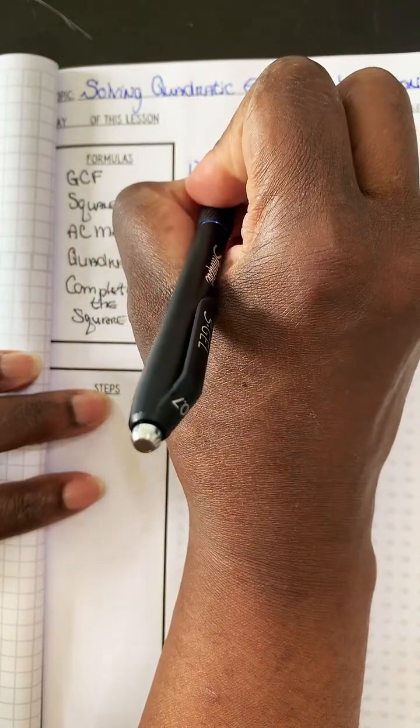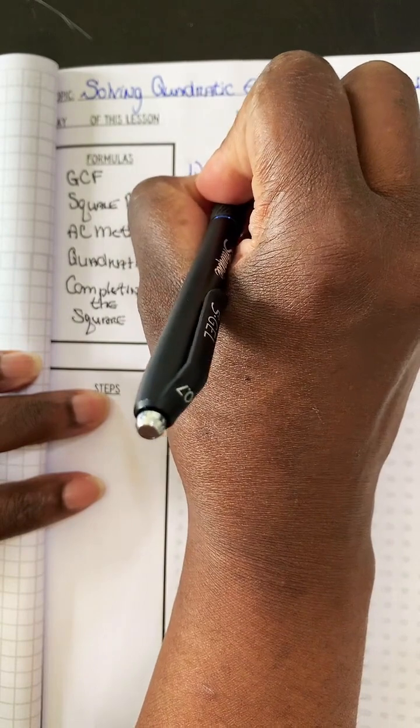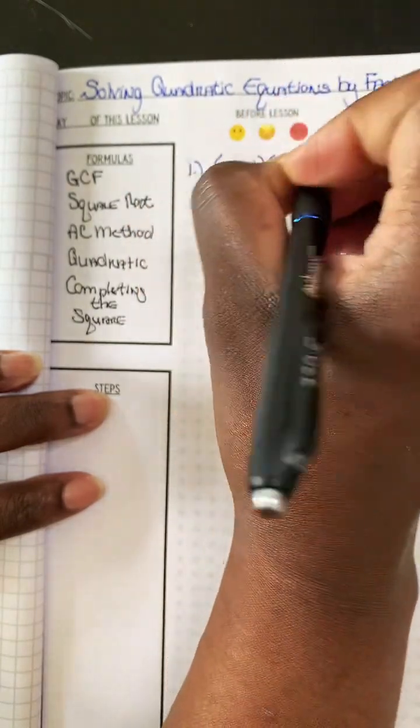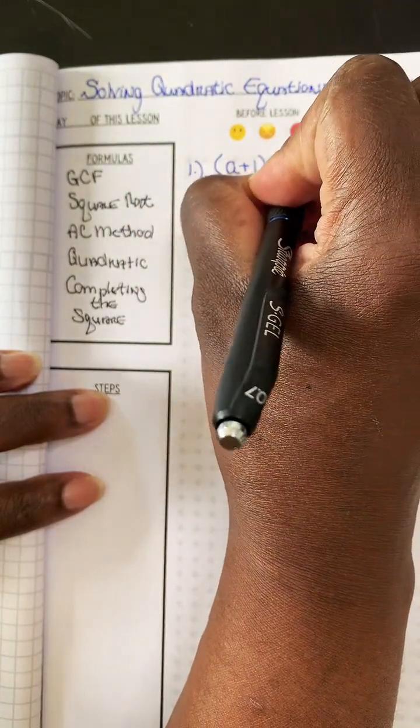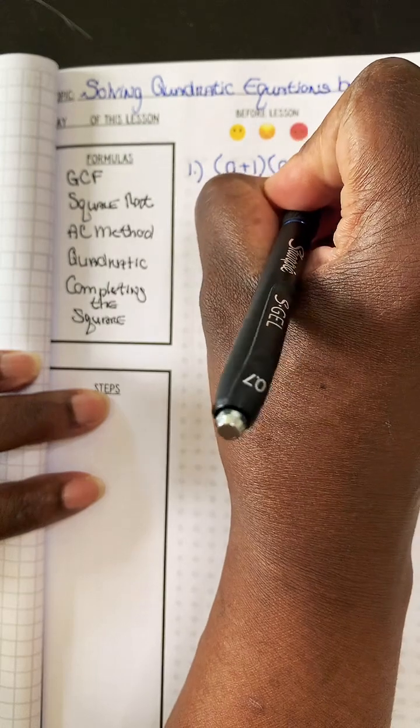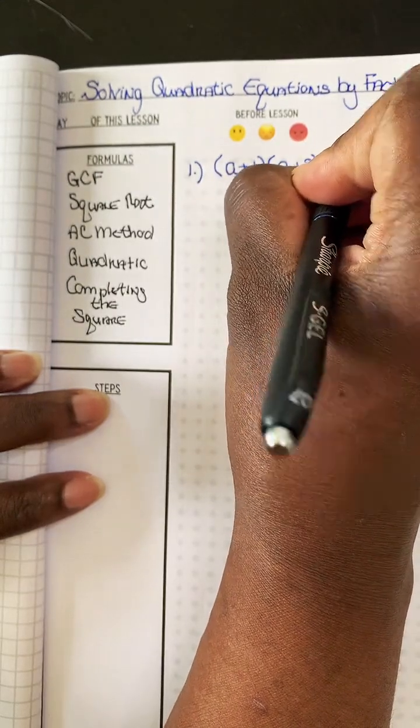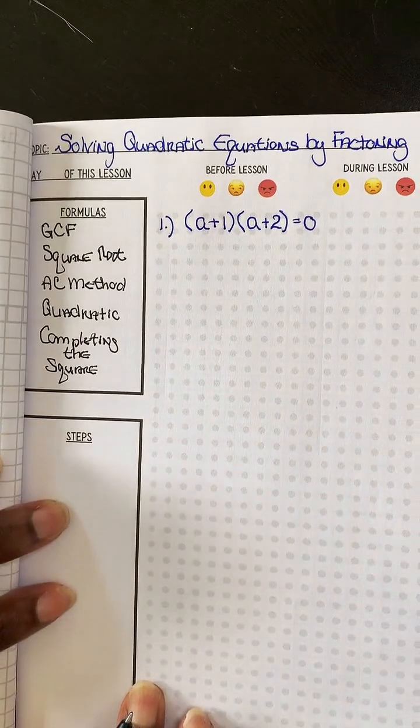So we have our a plus 1 and our a plus 2, and we're going to set that equal to 0.